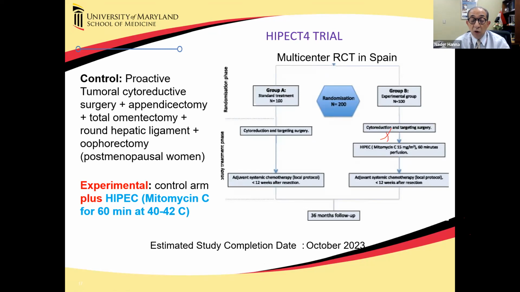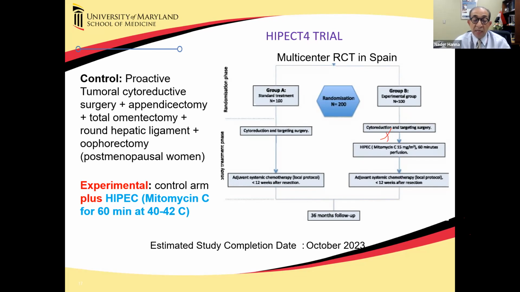It's a multi-center randomized clinical trial. The control arm is prophylactic tumor cytoreductive surgery plus appendectomy plus total omentectomy plus round hepatic ligament resection, as well as oophorectomy in post-menopausal women. So this is the standard arm, a debulking procedure. Remember, this is not metastatic, it's a T4, so we're not talking about carcinomatosis here. They're resecting the appendix and the ovaries because they're a common site of metastasis, and also the omentum is a common site of metastasis.